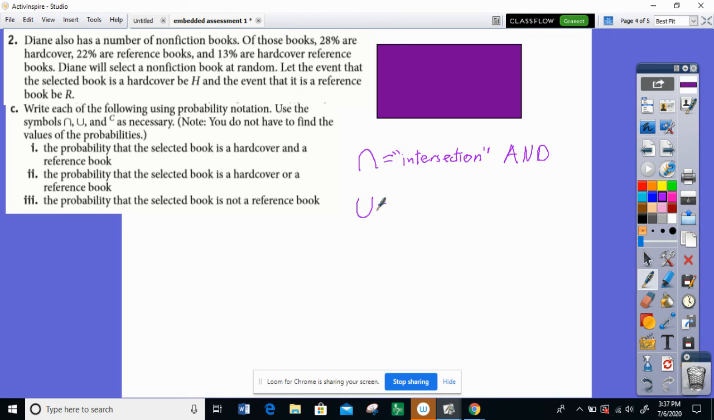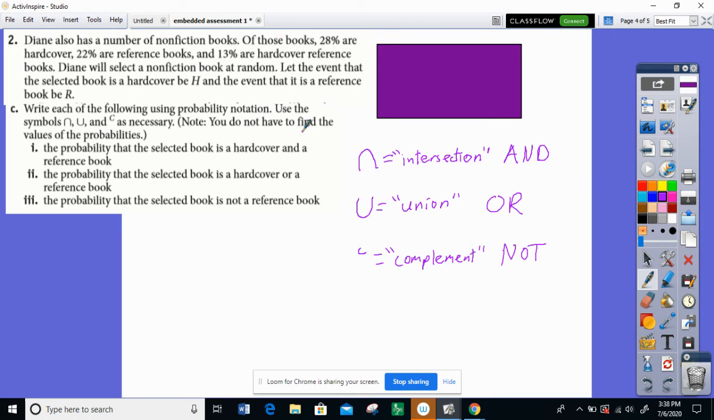Then this U looking shape is the union of two sets, and that shows you the OR probability. And then this superscript C is the complement of an event. And we learned about complementary events way back in activity 38. That's an event not happening. The complement of event A is the event where A does not happen.